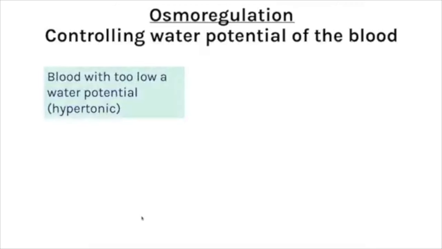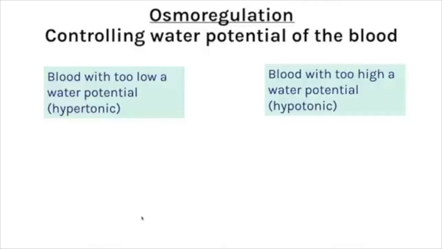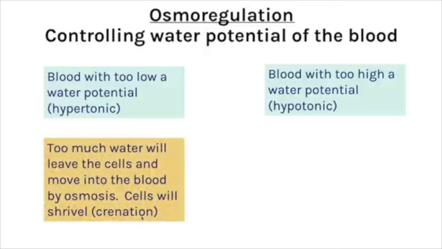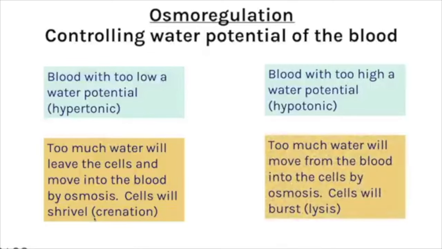Osmoregulation is how the water potential of the blood is controlled. Blood with too low a water potential would be described as hypertonic. Blood with too high a water potential would be hypotonic. If you had hypertonic blood, that means water will leave the surrounding cells and move into the blood by osmosis, and that would cause your cells to shrivel or crenate. If you had hypotonic blood, that means the excess water from the blood would move into the cells by osmosis, and it could actually cause the cells to burst. Now, neither of these are good, which is why we have to regulate the water potential.